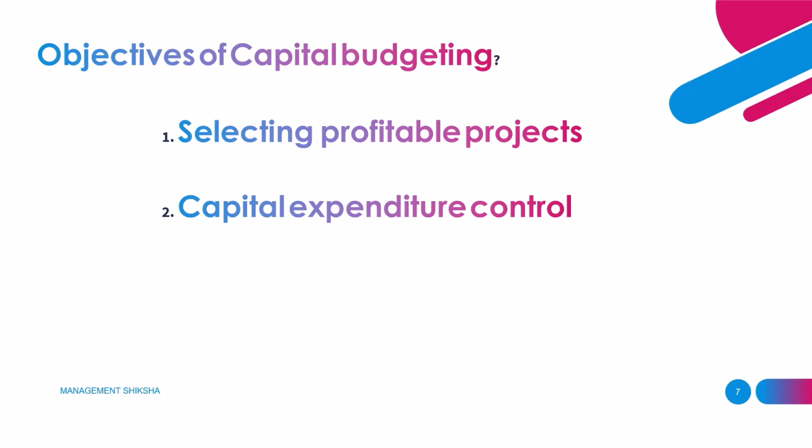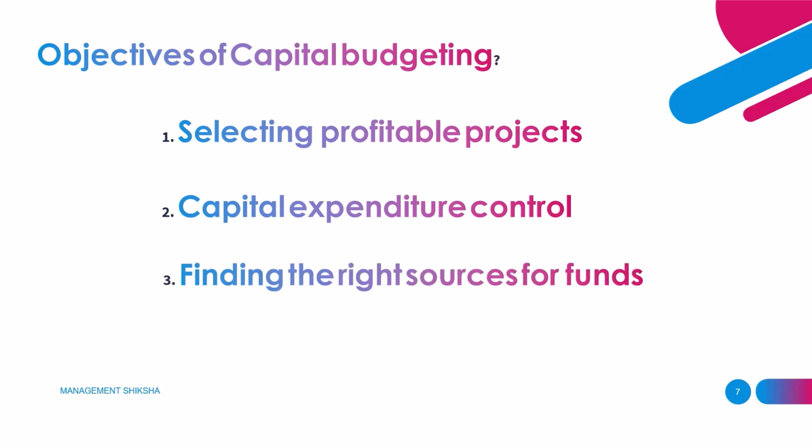The third one is finding the right source for funds. Determining the quantum of funds and the sources of procuring them is another important objective of any capital budgeting. Finding the balance between the cost of borrowing and return on investment is an important goal of any capital budgeting.